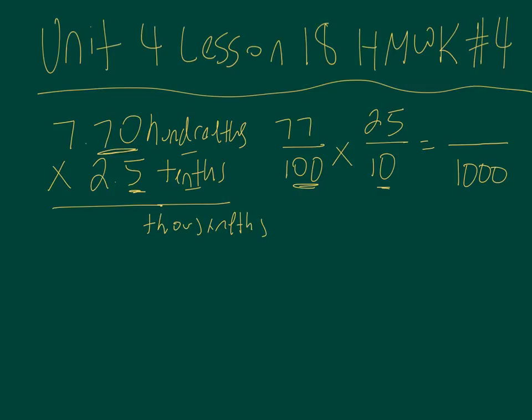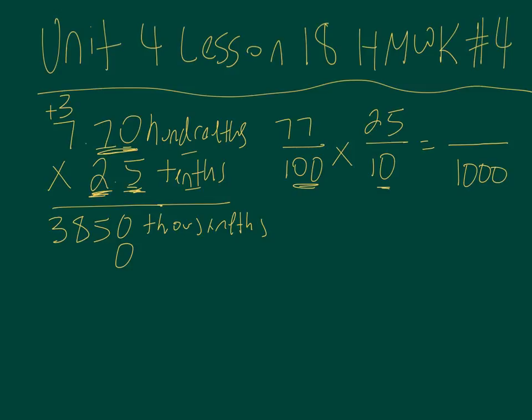Now we must do the standard multiplication. 0 times 5 is 0. 5 times 7 is 35. Regroup the 3. 5 times 7 is 35 plus 3 is 38. Put a 0 to start our next row of multiplying by the 2.